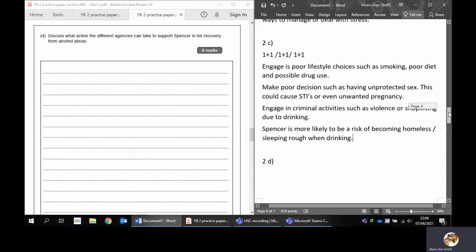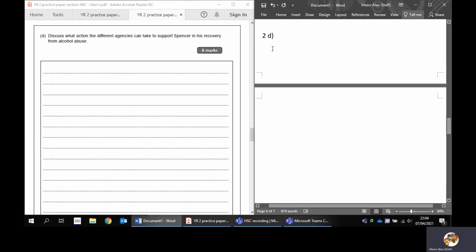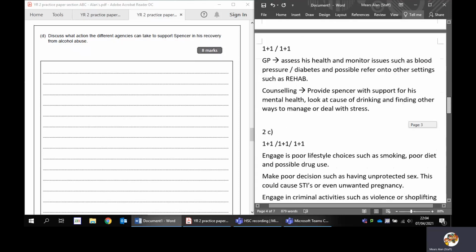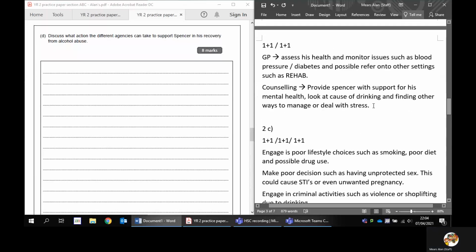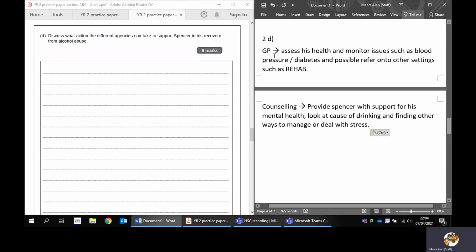And last but not least, question 2D. So discuss what action the different agencies can take to support Spencer in his recovery from alcohol abuse. So we've already touched on some of this, so we could steal some ideas from earlier. We might just have to expand them and develop them. So GP already mentioned, assess health, monitor health issues like blood pressure, check for diabetes, refer to settings.